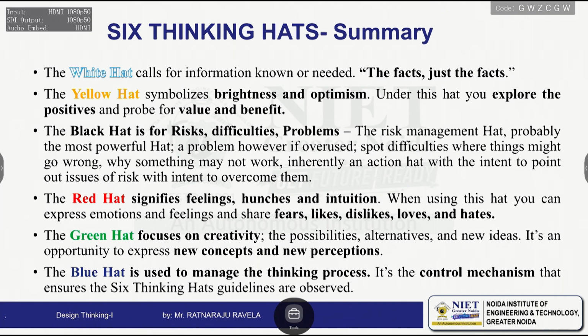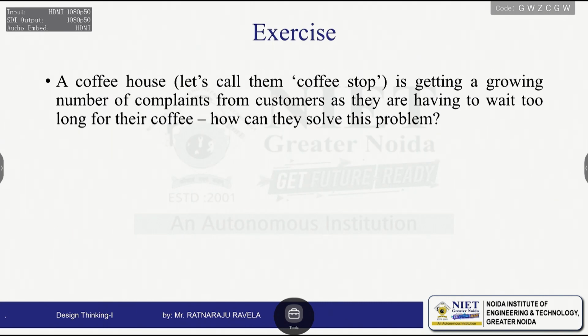Coming to the green hat, we focus more on creativity, possibilities, alternatives and new ideas. These are the main things we concentrate on by wearing the green hat. And finally, the blue hat is used to manage the thinking process. It is a control mechanism that ensures the six thinking hats guide and are observed, so they can get a proper idea and implementation of whatever thoughts they have come up with. Now I will explain the exercise.